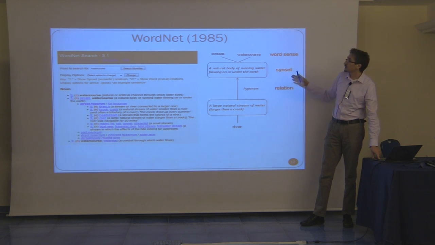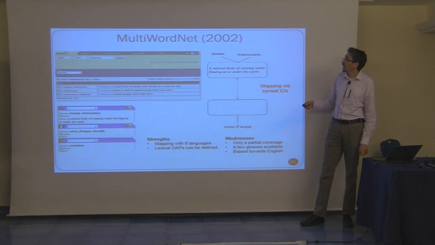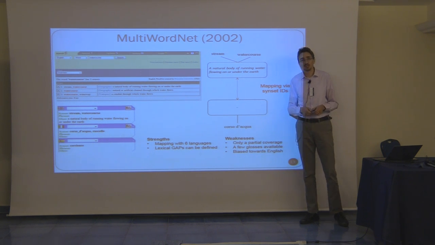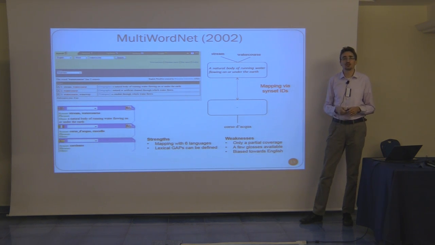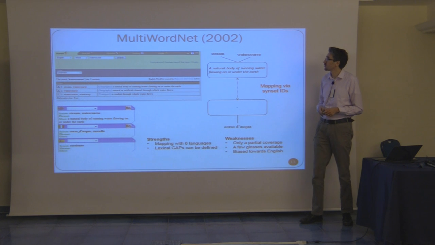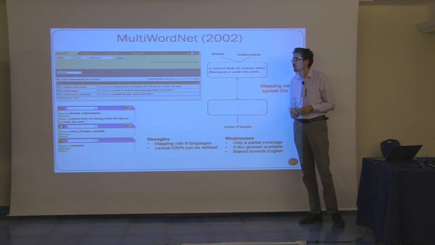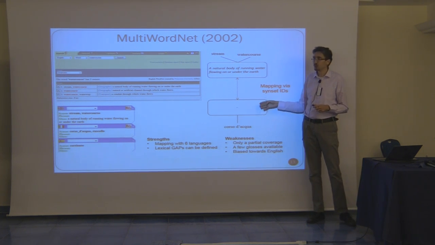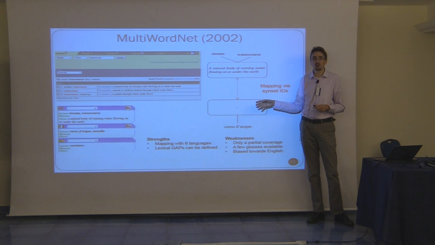So as I told you, WordNet is only in English, but there are other resources like MultiWordNet or EuroWordNet, which provide such information also in other languages. So for instance, EuroWordNet provides information also in Italian, Spanish, even Latin. And what they typically do, they establish a mapping between the languages in a very simple way. That is, you define your own synset in the language, and then you link them to the corresponding English one.